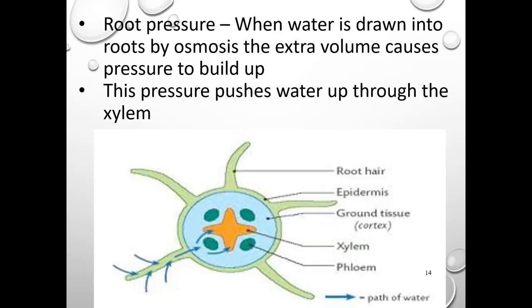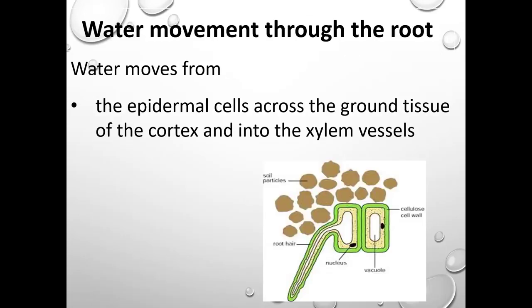Root pressure is when water is drawn into the roots by osmosis. The extra volume causes pressure to build up. This pressure pushes water up through the xylem. Water moves from the epidermal cells across the ground tissue of the cortex and into the xylem vessels.